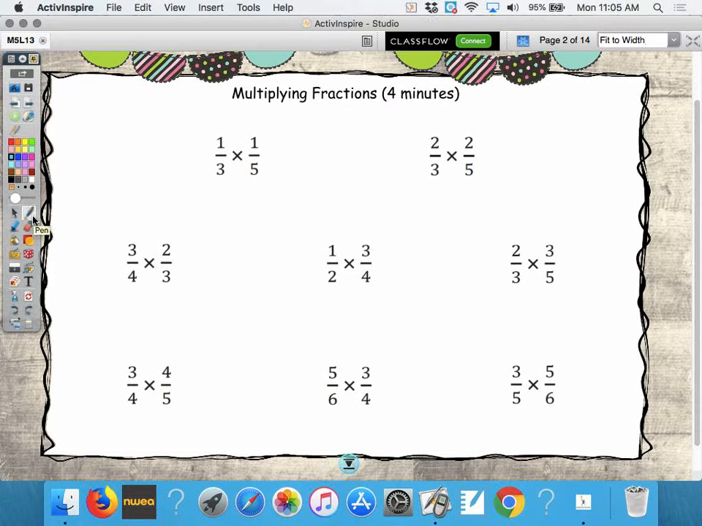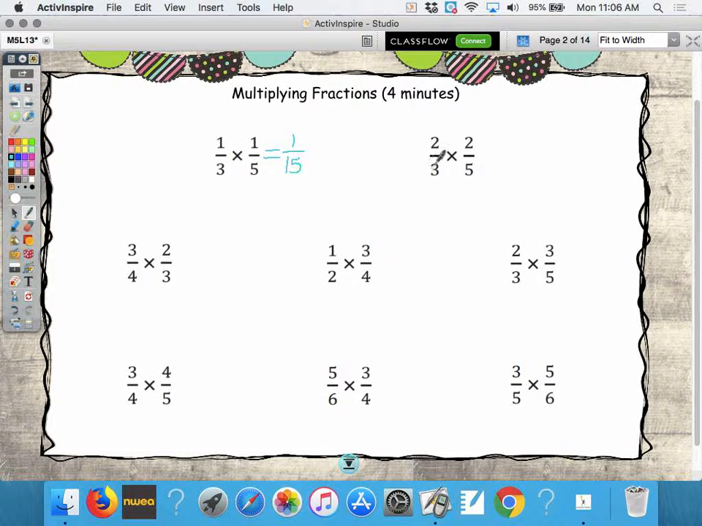Now what we're going to do today is try and simplify before we multiply. Whenever you have ones as numerators, chances are you're not going to be able to simplify at all, anytime, okay? So there's nothing I can do there. Now look at this one.